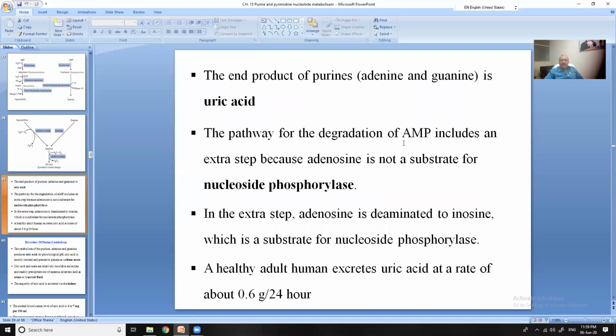The pathway for the degradation of AMP includes an extra step because adenosine is not a substrate for nucleoside phosphorylase. In the extra step, adenosine is deaminated to inosine, which is a substrate for the nucleoside phosphorylase. Got it? A healthy human adult excretes uric acid at a rate of about 0.6 grams per 24 hours.